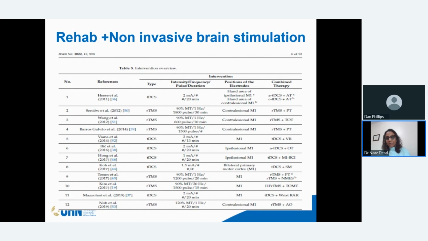And as you can see, when you look into the column of combined therapy, researchers have combined NIBS with different types of therapy. So PT, task-oriented therapy, virtual reality, mirror imagery, NMES, robotic-assisted training, orthotic training. So really a lot of studies out there that have tried to combine these in the hope that we can produce better outcomes for our patients.